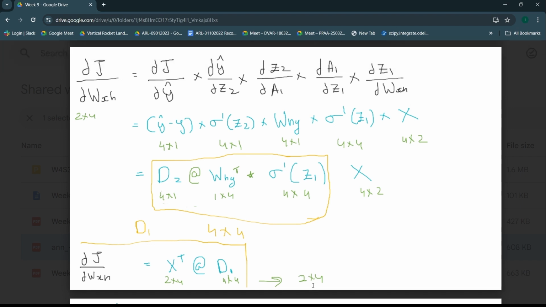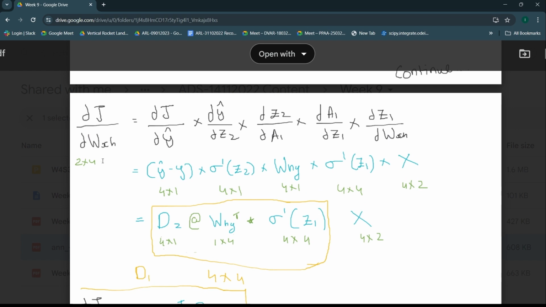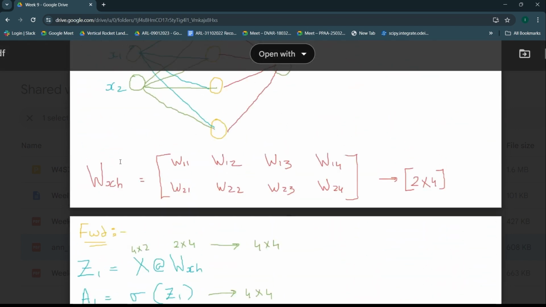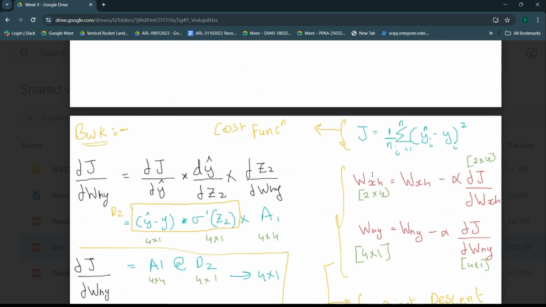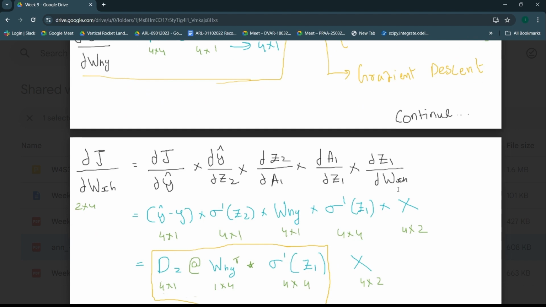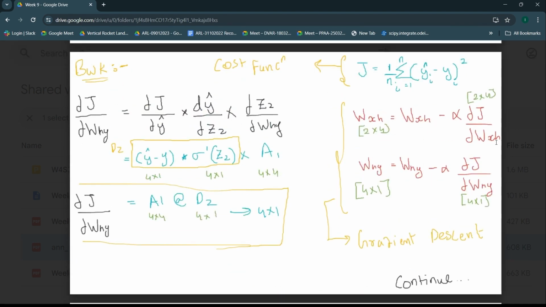And therefore you have the 2 cross 4. And now you might have a doubt: why exactly is this 2 cross 4? Well, if I show you over here, the shape of Wxh is 2 cross 4, and therefore to update this Wxh, you need to have a term over here with the shape of 2 cross 4. Only then will you be able to do this kind of subtraction operation over here, or else subtraction won't happen successfully. So yes, that's how we have covered both of these derivatives of cost with respect to Why first and then Wxh.